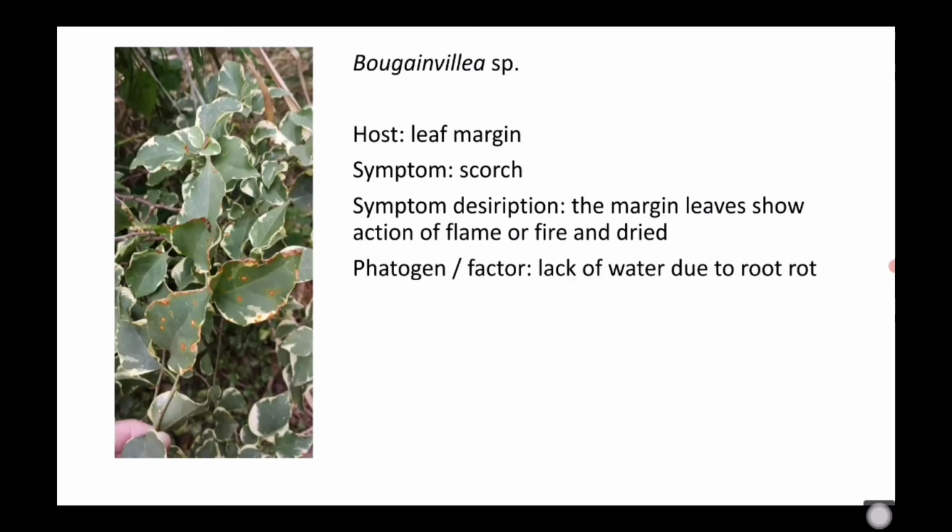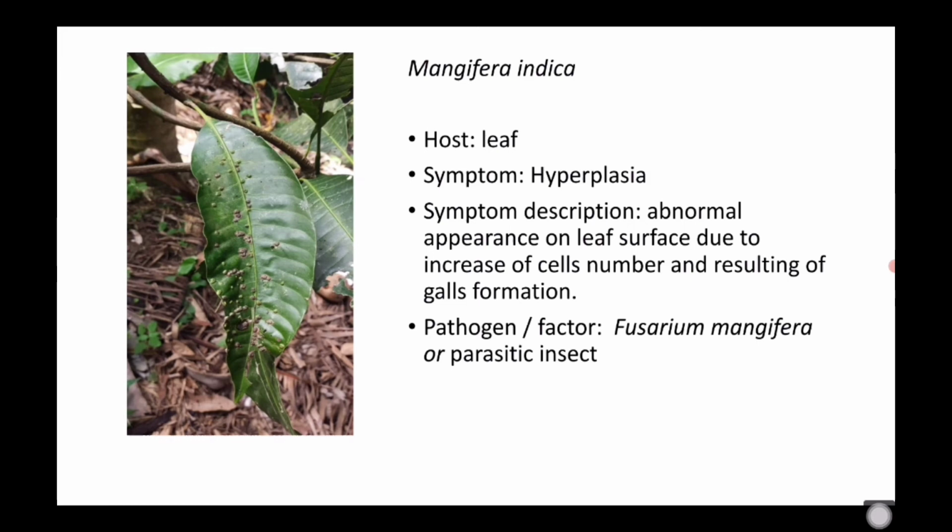Fourth is Bougainvillea species with scorch symptoms. The plant host part is the leaf margin. It shows a flame and dried leaf on the margin. The factor is the lack of water due to root rot.